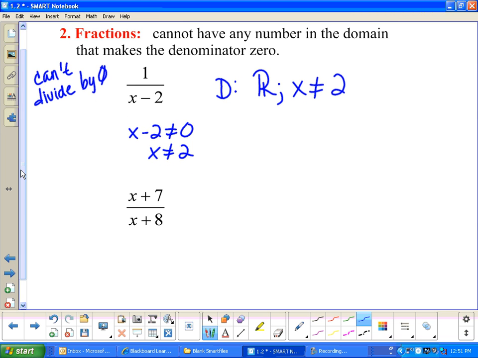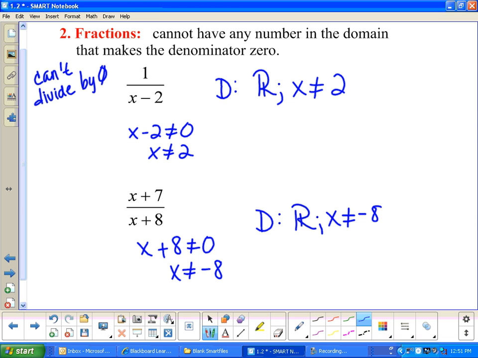It does not matter what the numerator is. So in the second example, the numerator does not even play into what the domain definition is. We know that x plus 8 cannot equal 0, so x cannot equal negative 8. So our domain will be all real numbers except negative 8. That's the second situation.